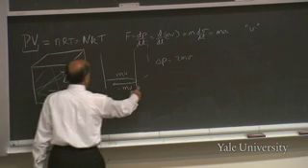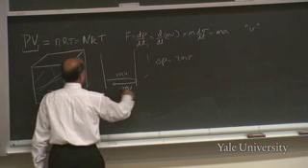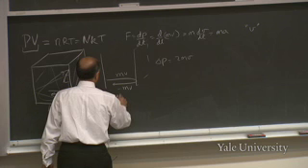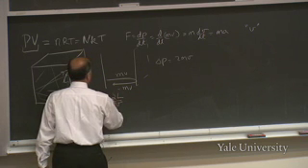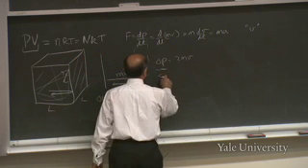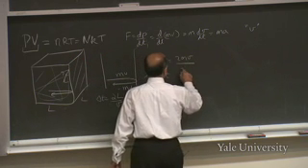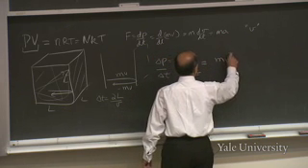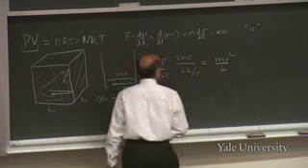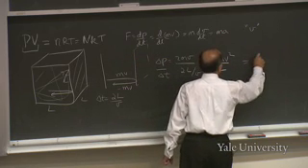Once you hit the wall here, you got to go to the other wall and come back. So you got to go a distance 2L, and you're going at a speed v. The time it takes you is 2L over v. So delta p over delta t is 2mv divided by 2L over v. That gives me mv squared over L. That is the force due to one molecule.